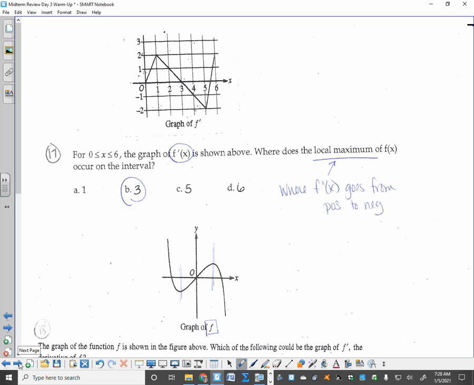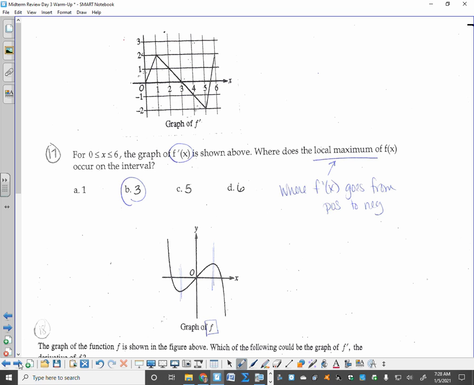Okay, number 17, 0 to 6, this is f prime. And again, just another reminder to be super careful and aware of what kind of graph or what kind of function they're giving you. Sometimes they'll give you f and ask for information. Sometimes they'll give you f prime and ask for information. So just make sure that you know what you're looking at. And this is the graph of the derivative.